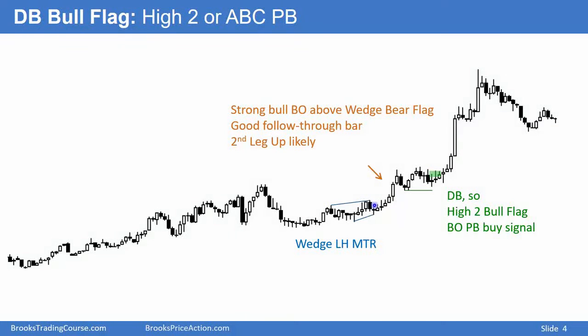And here we have a wedge lower high. Maybe it's a lower high major trend reversal. Bull trend, bear breakout, a wedge lower high. If you did take that short, and then you start to see 2, 3, 4, 5 bull bars and a bull breakout above the wedge lower high major trend reversal, you're probably going to get at least one more leg up. So a strong bull breakout above a wedge lower high, a wedge top, you have to assume at least a small second leg up.